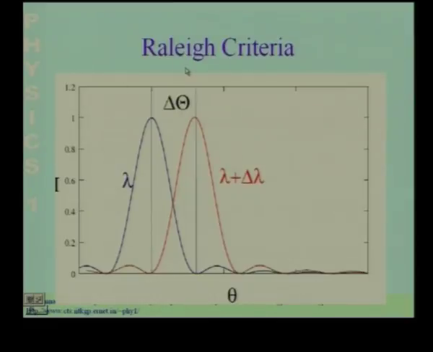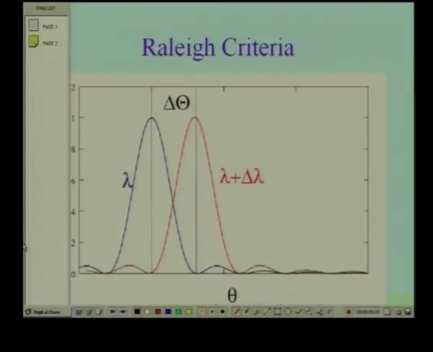And what Lord Rayleigh proposed was that we shall be able to distinguish, to resolve these two diffraction patterns. We shall be able to say that there are actually two different sources which are producing two different diffraction patterns, if the maximum of one of them coincides with the minimum of the other one. So, if the maximum of this coincides with the minimum of this, that is the smallest angular separation at which we shall be able to resolve the two sources. This is Lord Rayleigh's criterion. So, it is called the Rayleigh criterion.